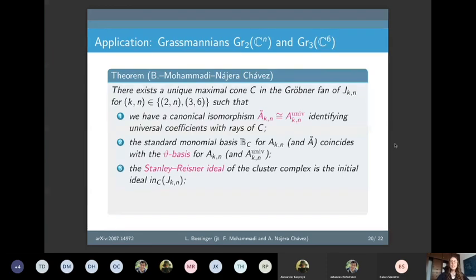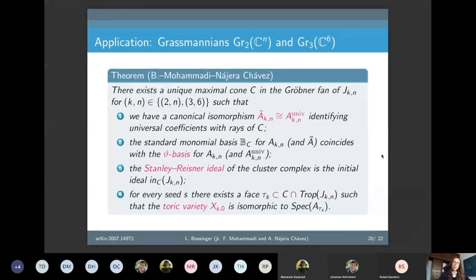The next thing, I didn't mention Stanley-Reisner ideals or Stanley-Reisner complexes, but for those of you who know: if I take the cluster complex, the simplicial complex that encodes the cluster structure of my algebra, then I can associate to this simplicial complex the Stanley-Reisner ideal generated by square-free monomials corresponding to non-faces of my complex. And this Stanley-Reisner monomial ideal coincides with the initial ideal with respect to my cone C.